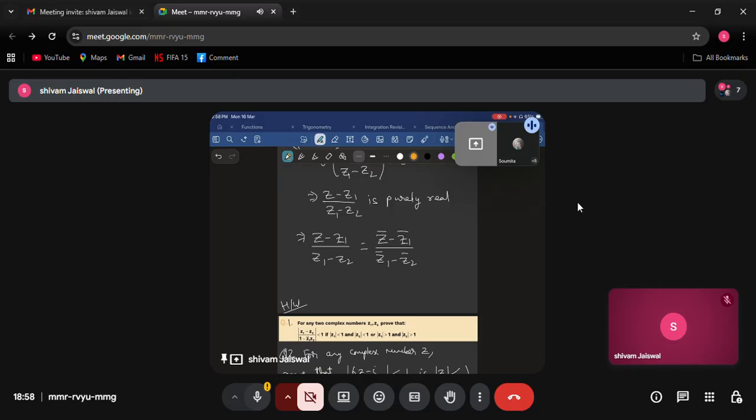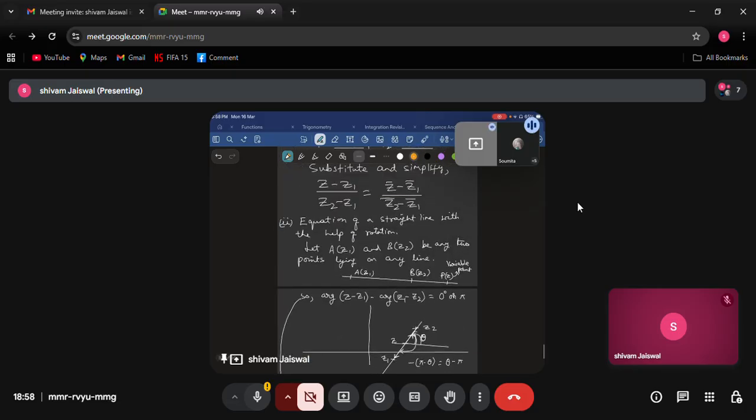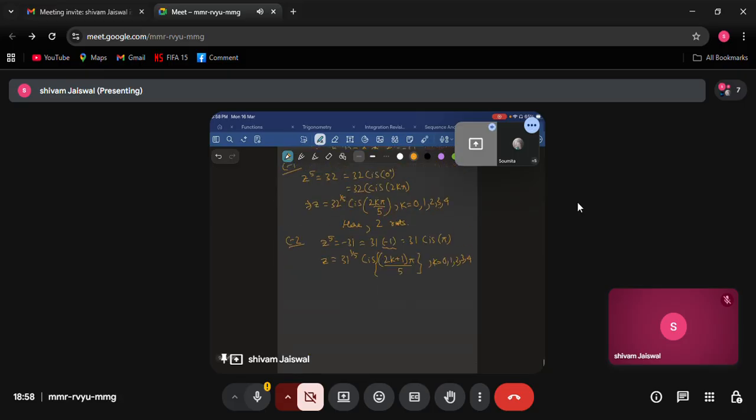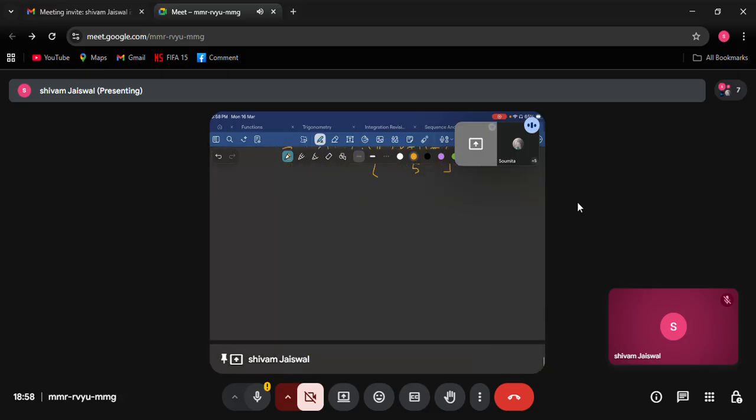Okay. So last day, everyone has understood this part: equation of a straight line with the help of rotation. Next, condition for two lines to be parallel and perpendicular. Our next topic is condition of straight lines.